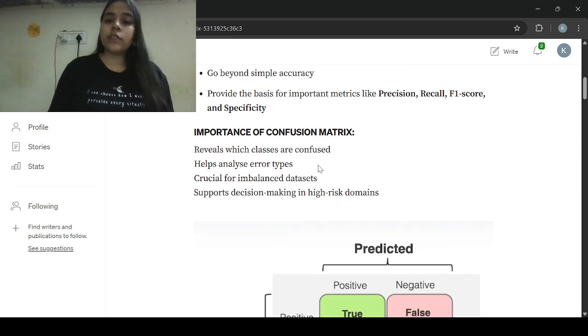These are the importance of the confusion matrix. It reveals which classes are confused. It helps in the analysis of the error. It is crucial for imbalanced data sets. It supports decision making in high-risk domains.